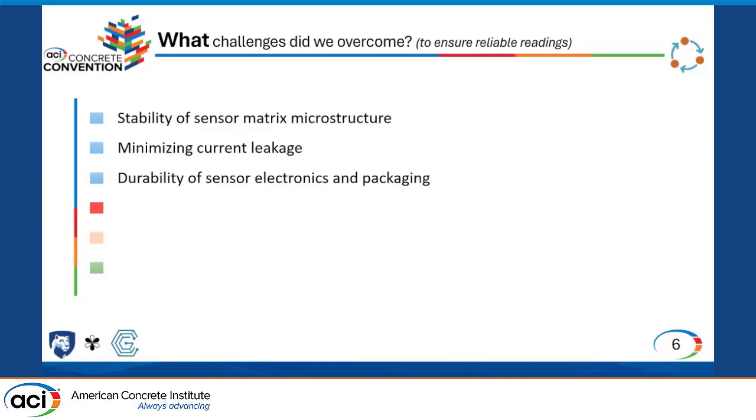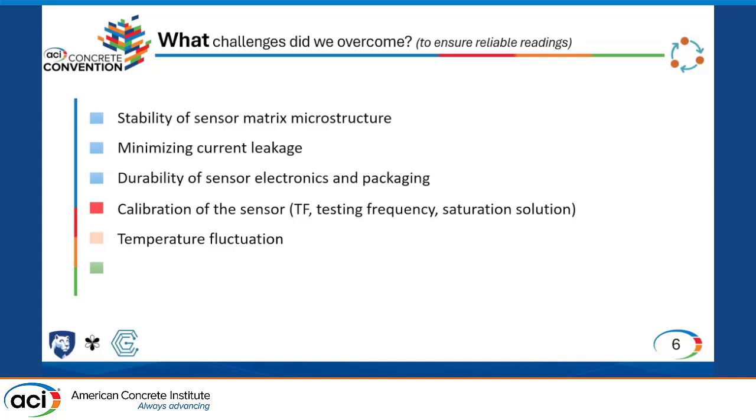So we had to ensure the stability of the matrix microstructure in order to have reliable measurements in the long term. As a second step, we also prevented the current leakage, as well as the deterioration of the wire and the electronic sensor. And we did this because concrete is a high alkalinity medium. So we know that the high alkalinity would deteriorate and even corrode the wires by itself.